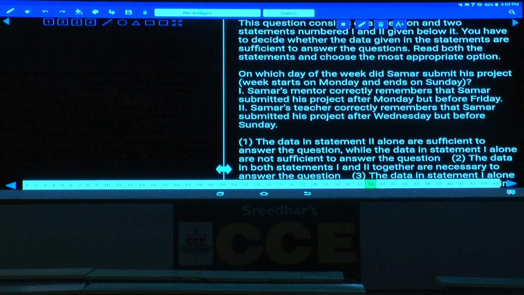On which day of the week did Samir submit his project? Now, sir, again in the recently held IBPS examination, he has given data sufficiency, considered to be the difficult part in that area. Why? Because earlier we had discussed data sufficiency based on only up to 3 statements. But this was the first time he has given 4 statements.